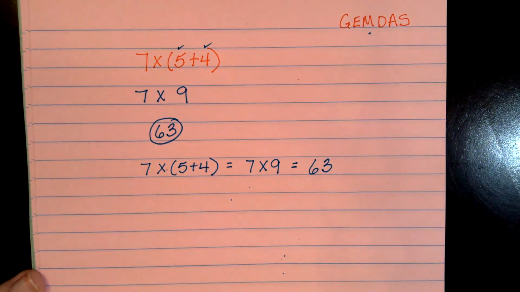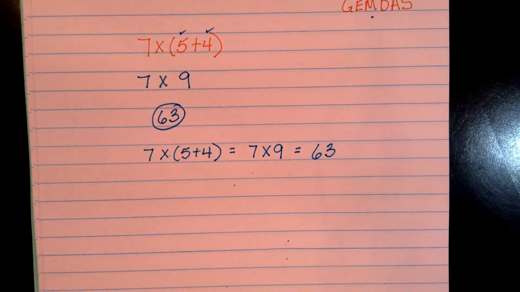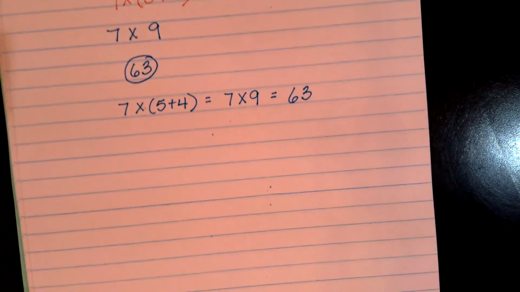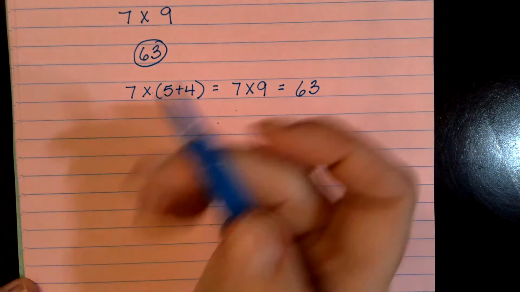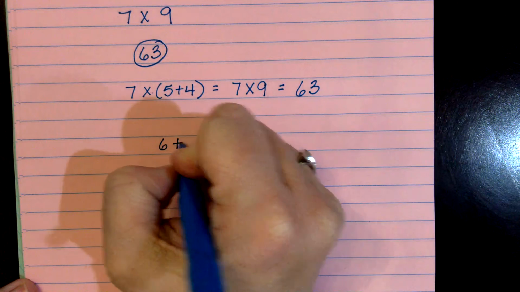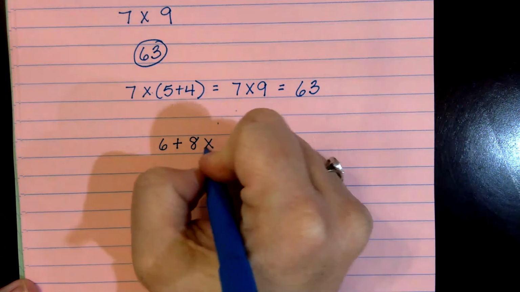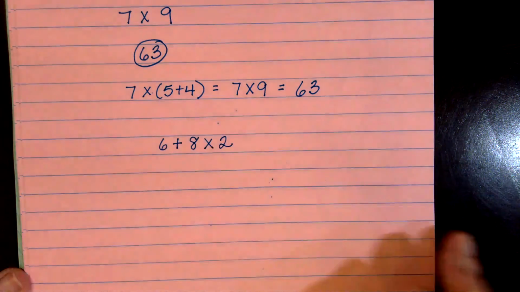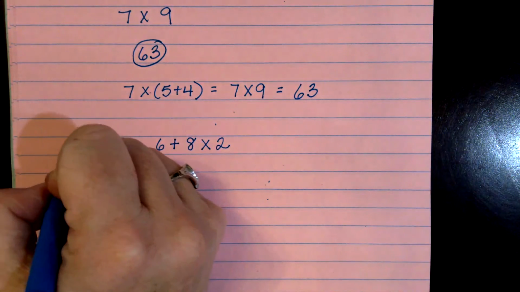All right, so let's look at another example. Let me see, I'm scrolling on down. Let's do some that don't have any parentheses. So let's do 6 plus 8 times 2. Okay?